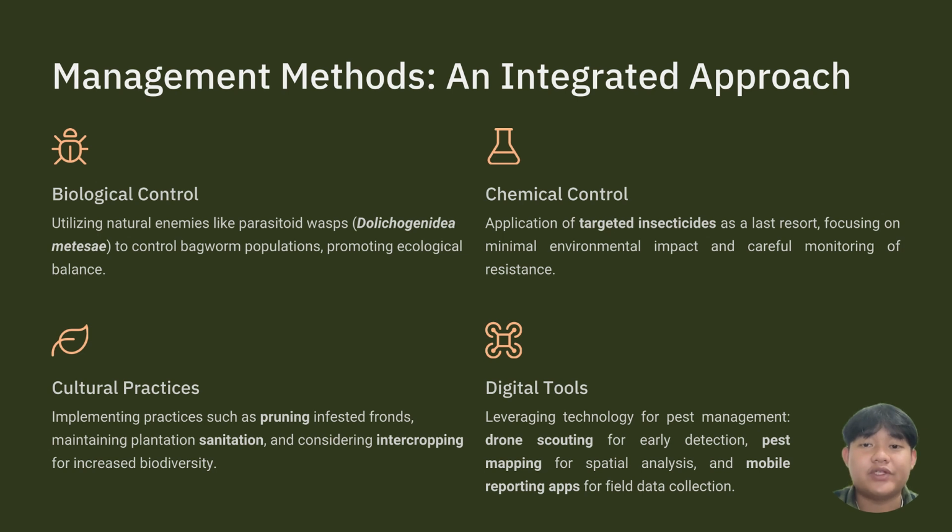The best approach is integrated pest management, or IPM, which combines different methods for sustainable and effective control. First, we have biological control, which includes the use of natural enemies like parasitoid wasps such as Dolichogenidea and Metisa. These wasps lay their eggs inside the bagworm larva, which helps suppress the pest population naturally.